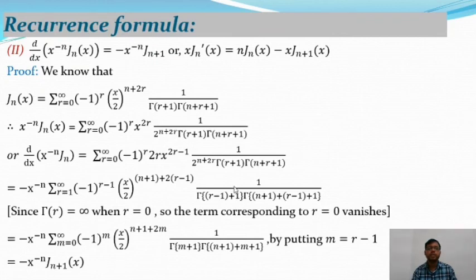So by putting m equal to r-1, and you know this is actually the Bessel's function of order n+1. So d/dx of x^(-n) J_n(x) is equal to minus x^(-n) J_{n+1}(x). Hence the proof of the first part of the recurrence relation.